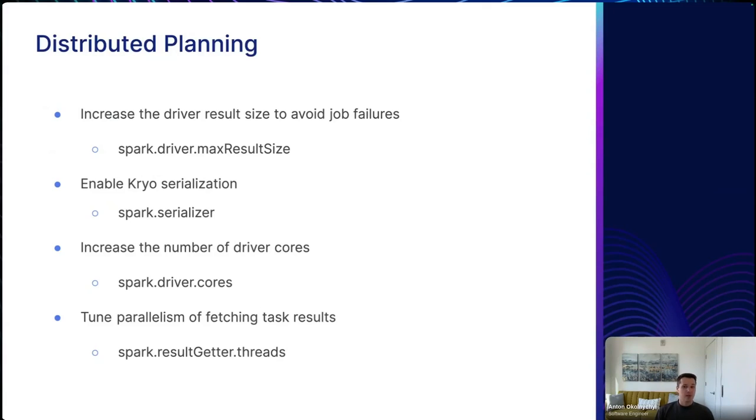Also be mindful of the number of driver cores and the number of threads that fetch task results on the driver. This would control how quickly you can fetch these pre-aggregated task results to the driver and start the actual job. If you're doing a full table scan, then this part alone, fetching everything back to the driver, is probably the most expensive part of the planning.